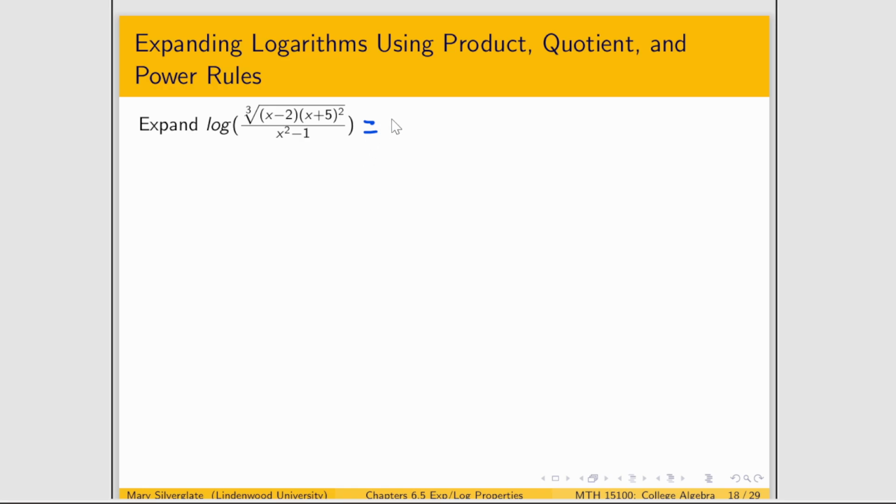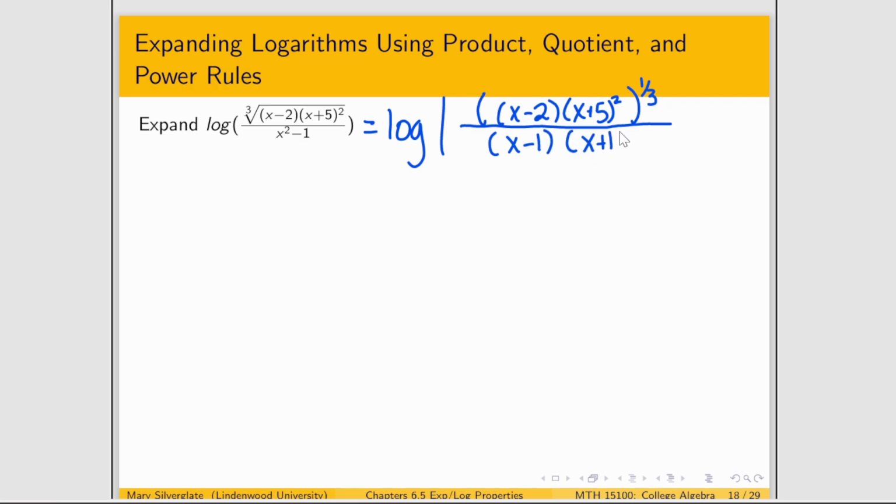All right, let's go ahead and go over this. So here, I'm going to go ahead and first write factoring that denominator. And I'm going to rewrite this cube root. It is the same as what power? That is the 1/3 power. So I'm actually going to write that as well. So we have x minus 2 times x plus 5 squared all to the 1/3 power over x minus 1 times x plus 1.